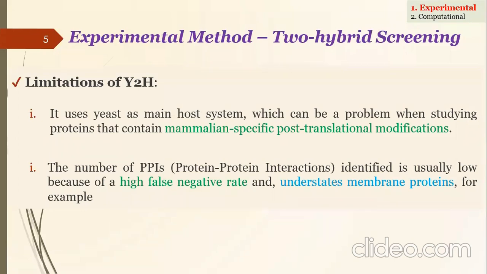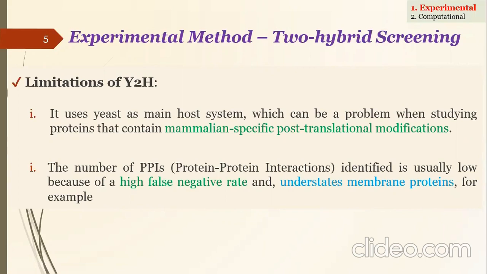द फर्स्ट वन वाज के इट यूजेस यीस्ट एज अ मेन होस्ट सिस्टम which can be a problem when studying proteins that contain mammalian specific post translation modifications, क्योंकि जैसा कि फातिमा ने भी डिस्कस किया कि mammalian systems are a bit complicated, they have many defense mechanisms, तो जो mammalian specific modifications होंगी वो yeast two hybrid system उनसे interact ही नहीं कर सकता। तो उनकी जो इन्वेस्टिगेशन है, जो उनकी स्टडी है, दैट इज नॉट पॉसिबल विद yeast two hybrid system.